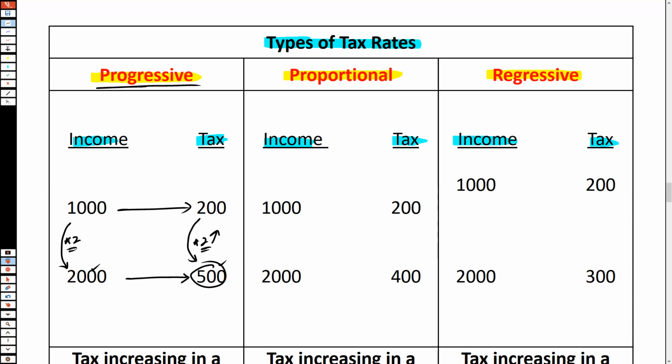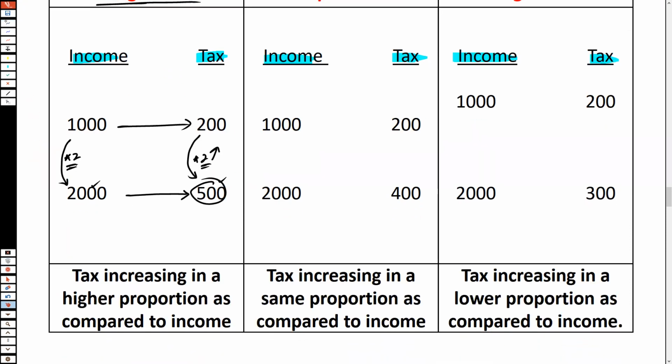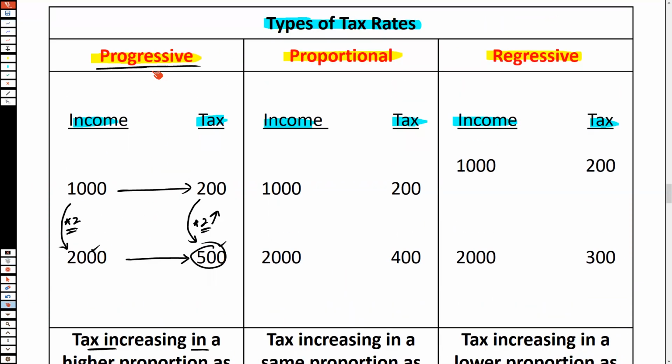Then you compared that your income has increased in a proportion of 2, but your tax has increased with a higher proportion as compared to income. So such tax rates are termed as progressive tax rates. Tax increasing in a higher proportion as compared to income, such tax rates are termed as progressive tax rates.